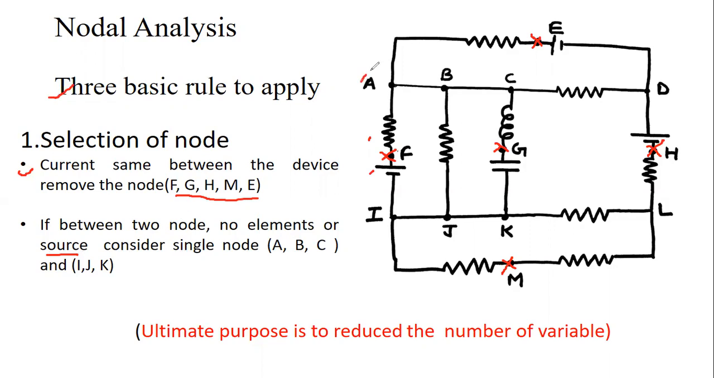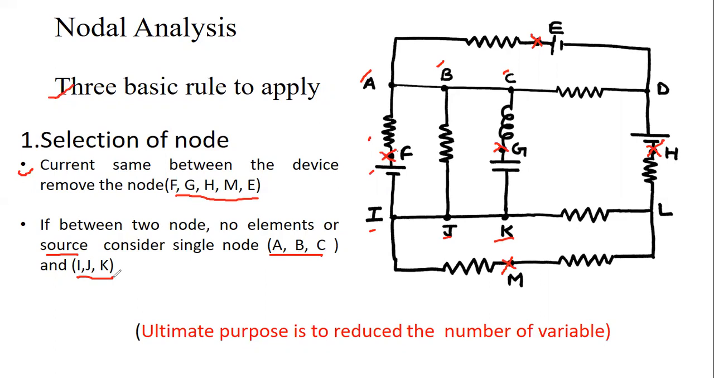If two nodes do not have any element or source, it means those nodes are at the same potential. See here, A to B and B to C, there is no element. So we can consider ABC as a single node. Same with I, J and K, there is again no element, so these are also at the same potential. So IJK are at a single node.